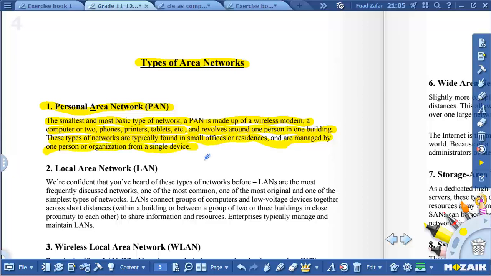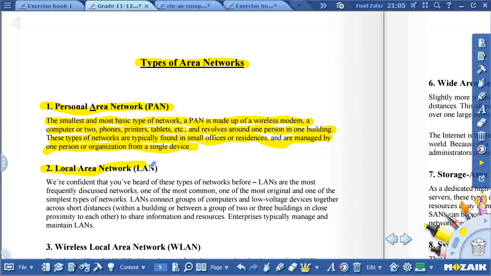Here, a PAN connection, for example in one house or one office, is utilized by one or two persons. It could be like the connection between your computer and a printer. Your internet, for example, is connected to one device only. Your tablet is connected to one device only or one printer only. So this is known as a PAN, a personal area network.